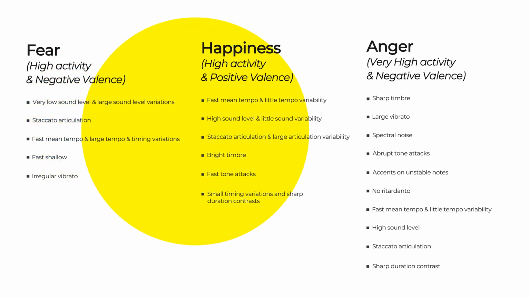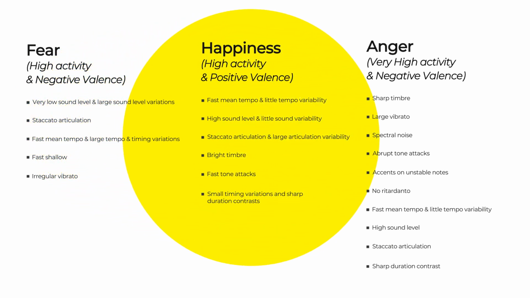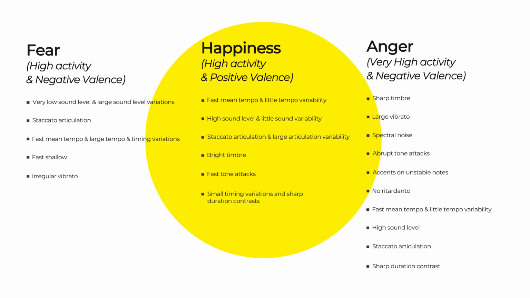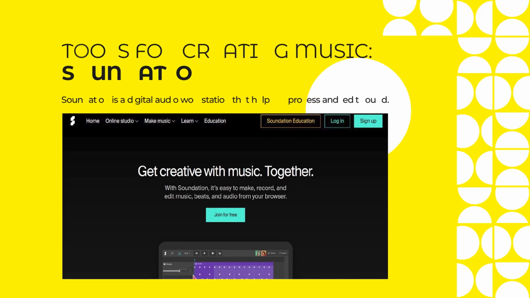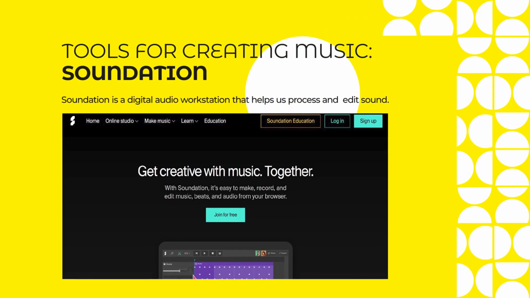For the feeling of happiness, we basically use high activity, fast mid-tempo and little tempo variability, high sound level and little sound variability, staccato articulation and large articulation variability, bright timbre, fast tone attacks, small timing variation, and sharp duration contrast.